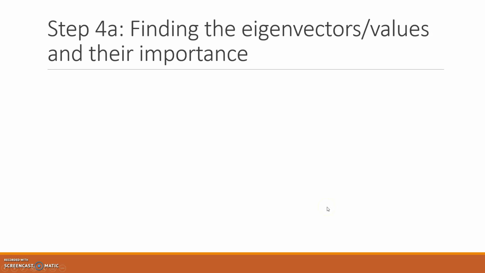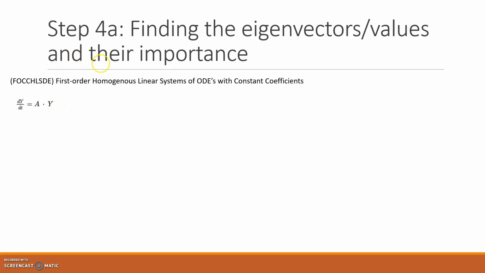So step 4a was finding the eigenvectors and eigenvalues and their importance. So first, we know this type of equation, which according to Milos, is a first order homogeneous linear system of ODEs with constant coefficients. We know it's first order because we only have the first derivative, and we know it's homogeneous and linear because we have no product of f of t or sum of f of t.